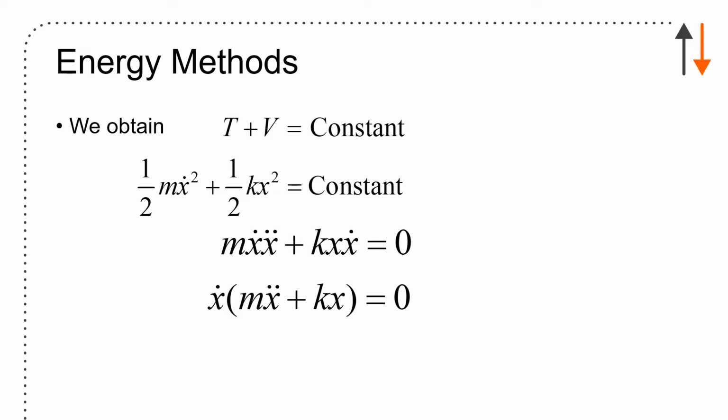You have 1/2 m x dot squared plus 1/2 kx squared. I can take the derivative of this with respect to time, and I end up with m x dot x double dot plus kx x dot equals 0. And I end up with x dot times (m x double dot plus kx) equals 0. Now the trivial solution, of course, is x dot equal to 0. We're going to ignore that, but I get the same equation of motion as I did before.